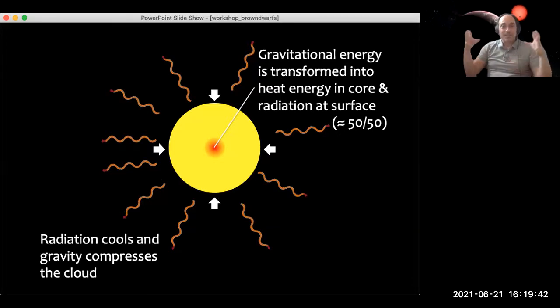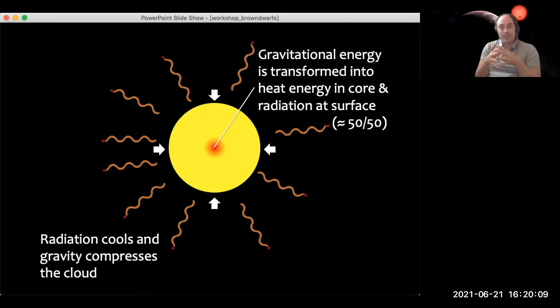Same thing happens here. As this star falls inward, it's converting gravitational energy into kinetic energy. And some of that kinetic energy goes into heating the star. About half of it goes into heating the star, and about half of it is being radiated away as light, right? So this collapsing star is converting energy from gravitational potential to heat and light. And that heat is concentrating in the middle of the star.